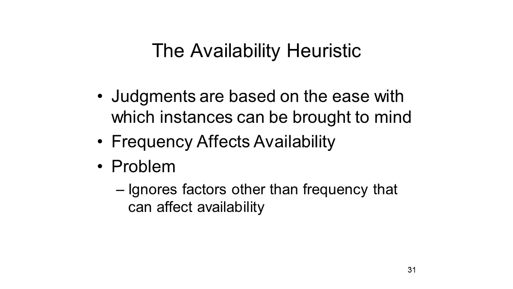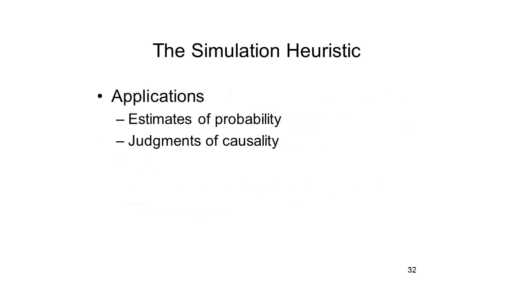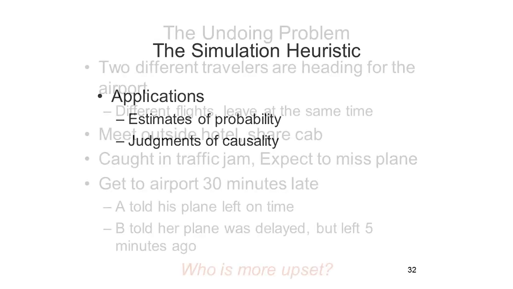The problem is that the availability heuristic is just based on availability. It ignores factors other than frequency that can affect availability. And that's where you start making mistakes. The simulation heuristic is related to availability, but there's a difference. Like availability, it's used to make estimates of probability, but it's also sometimes used to make judgments of causality.